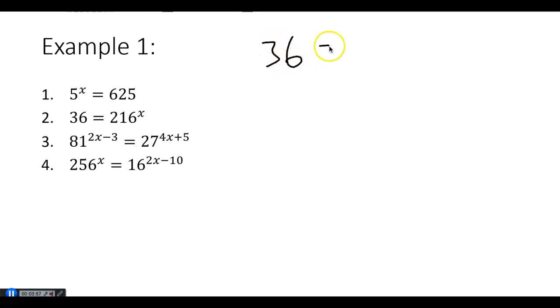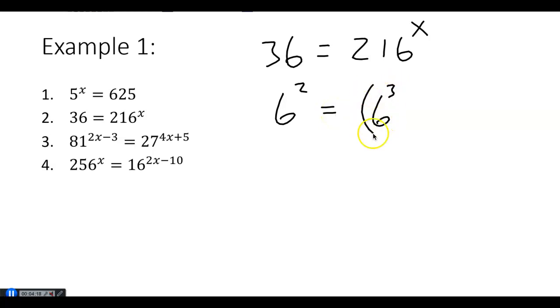On number 2, I've got 36 and 216. Now, looking at your little chart there, look for a column that has a 36 and a 216 in it. If you look carefully, you'll see that those are the 6s. That's the column with the 6 powers on it. This side is 6 squared, and this side over here is 6 to the 3rd power. So instead of 36, I've got 6 squared, and instead of 216, I've got 6 to the 3rd.